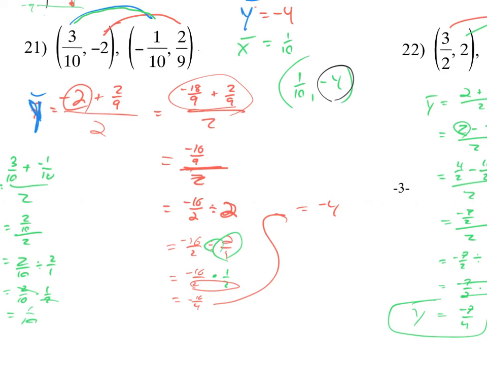This somehow went from ninths to halves. I don't know why. So this should be ninths here, ninths and ninths and ninths. And then the 2 and the 16 cancel, and you get 8. So you get negative 8/9. Cool. All right, let's go from there.